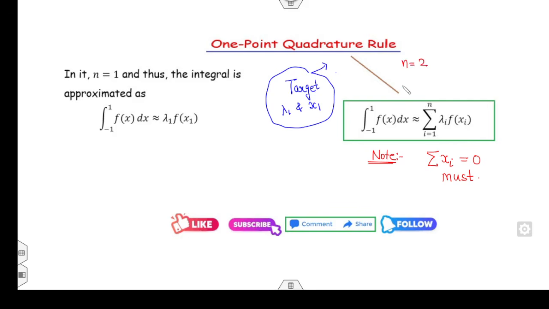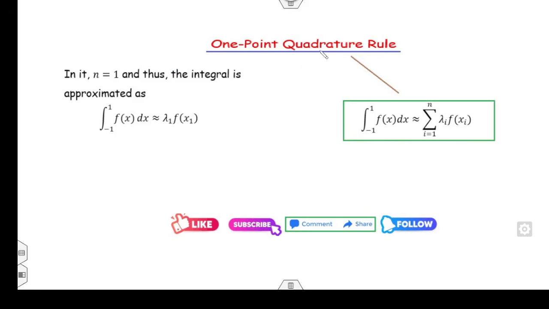For example, if you take n is 2, then the expression becomes lambda 1 f(x1) plus lambda 2 f(x2), such that the sum of the xi's must be 0. What is the meaning of that? x1 plus x2 will be 0. Now in this case, you have only one xi, so that means x1 must be 0. And we will derive whether it's 0 or not. I have told you this so that once you compute the value of xi, you must remember to check whether your answer is correct or wrong.